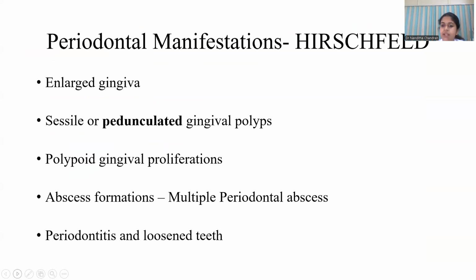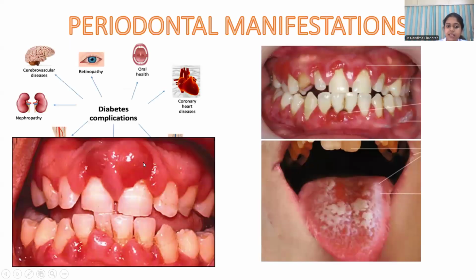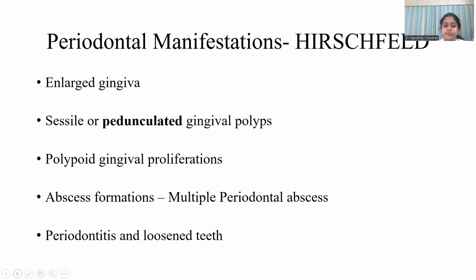Pedunculated is an enlargement having a stalk. Such gingival polyps will be seen, then you have polypoidal proliferations of the gingival tissue. A very important or classic sign in a diabetic patient is multiple periodontal abscesses. You can just see the previous picture where multiple abscesses are seen on the gingiva. That is, multiple periodontal abscesses are a classic sign of a diabetic patient.